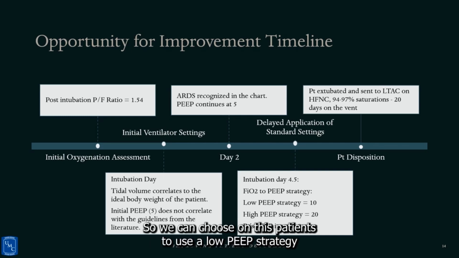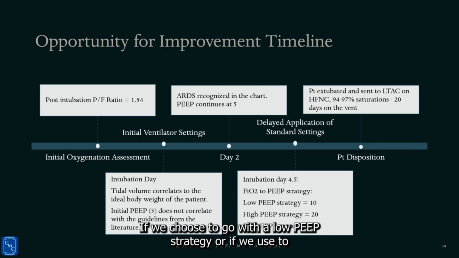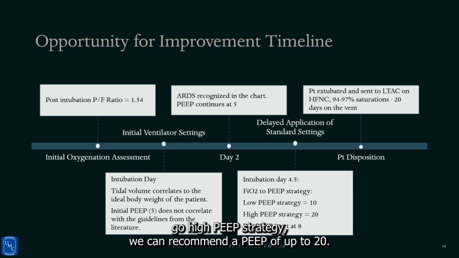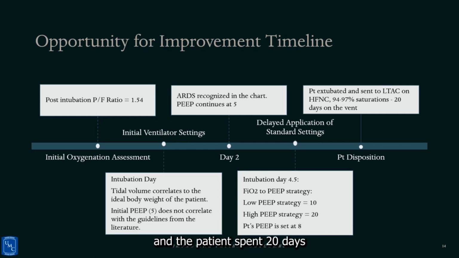So we can choose on these patients to use a low PEEP strategy or a high PEEP strategy. The recommendation is a PEEP of 10 if we choose a low PEEP strategy, or if we go with a high PEEP strategy, we can recommend a PEEP of up to 20. Remember, the patient's PEEP was set at 8. Thankfully, this patient's disposition was to an LTAC on high-flow nasal cannula after successful extubation, and the patient spent 20 days on the ventilator.